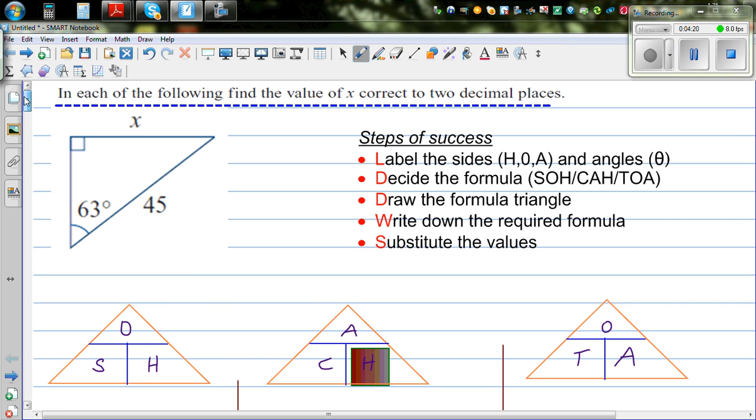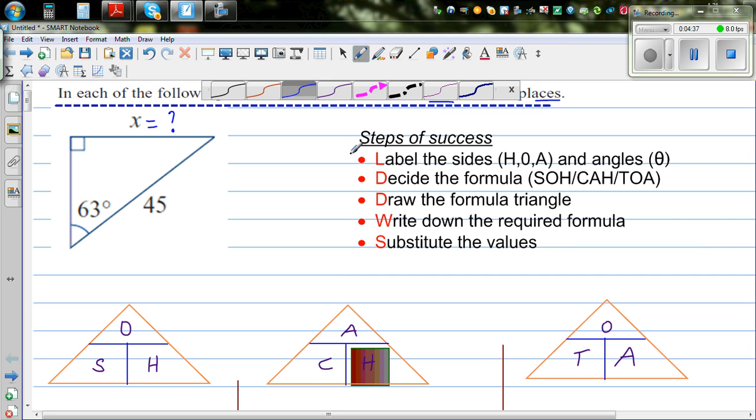So let us look at the first question. This is a triangle. This angle is given to be 63 degrees. This is the longest side, and this side is given to be x. We want to find what x is. The answer should be in 2 decimal places.